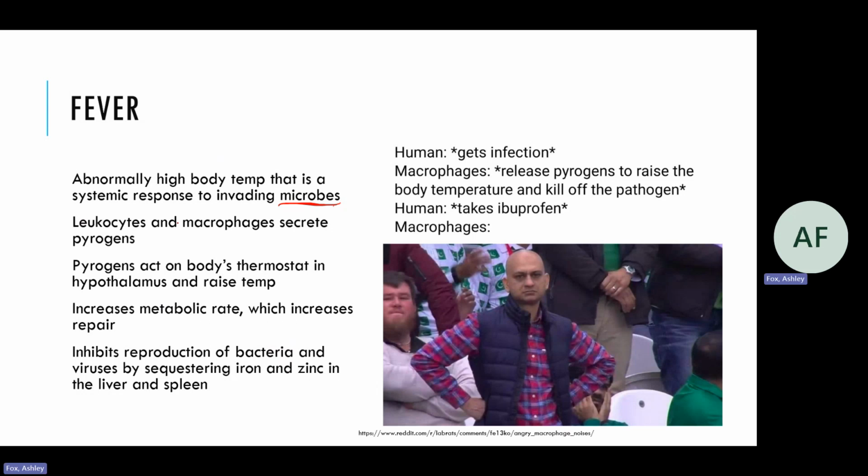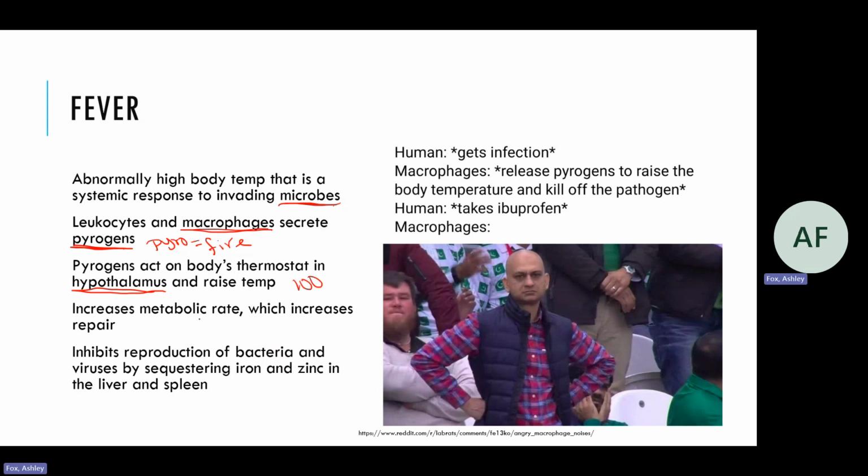A fever is a response to an infection, invading microbes. Leukocytes, white blood cells, and macrophages that are in the tissues are going to secrete chemical messengers called pyrogens. I think pyro is someone that likes fire. Pyrogens go to the hypothalamus in the brain and tell the hypothalamus to turn up the thermostat. You have your thermostat in your hypothalamus. So instead of keeping it at 98.6, the pyrogens say raise the temperature so you'll go to 100.